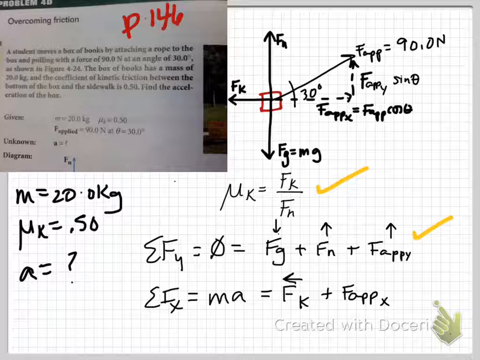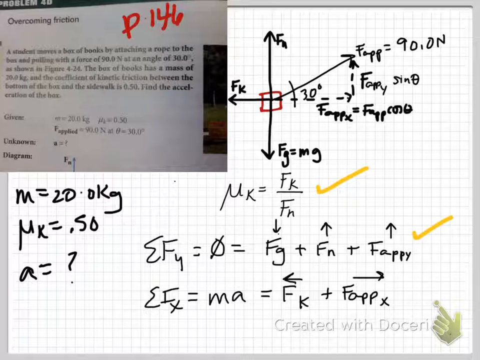Good. And then on the x-axis, we know that the mass times acceleration is not equal to 0. We're being asked for the acceleration. I mean, I suppose it could be, but it's a good bet it's not. And that ma is equal to the force of kinetic friction, which is opposing the force applied on the x-axis. If you were a betting person, which of those three equations do you think you're going to end up using to solve this?